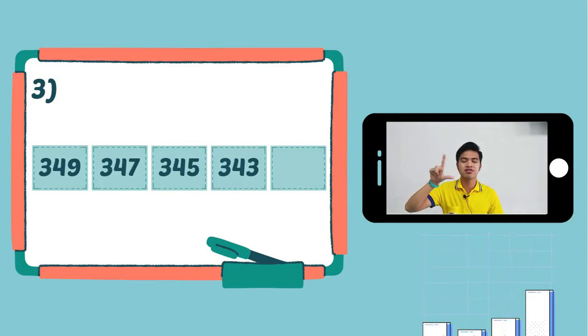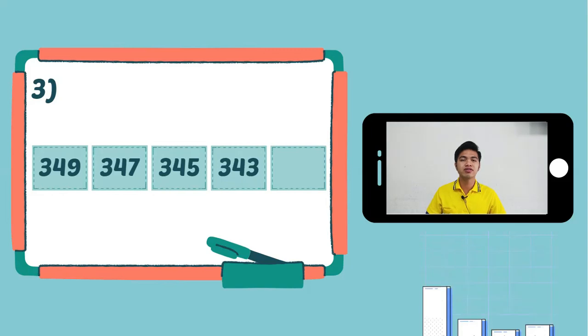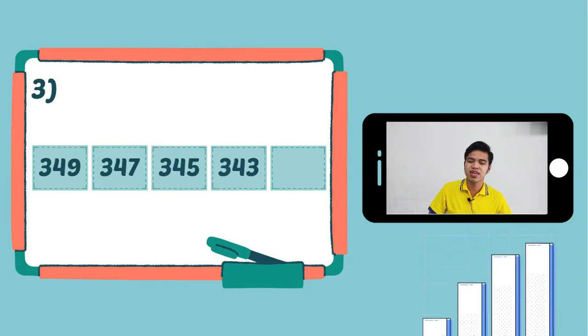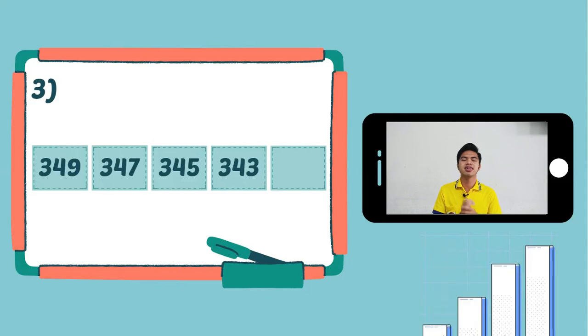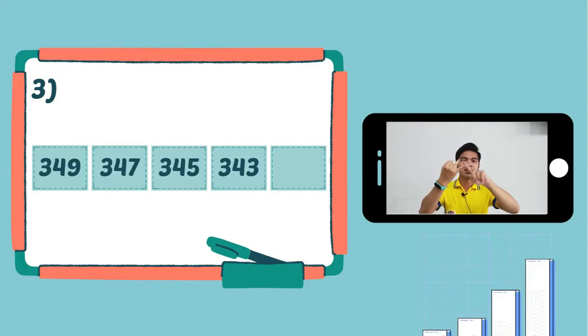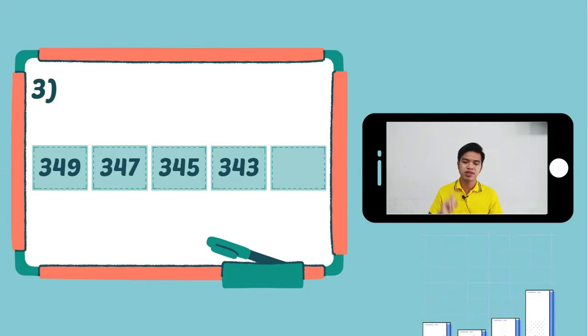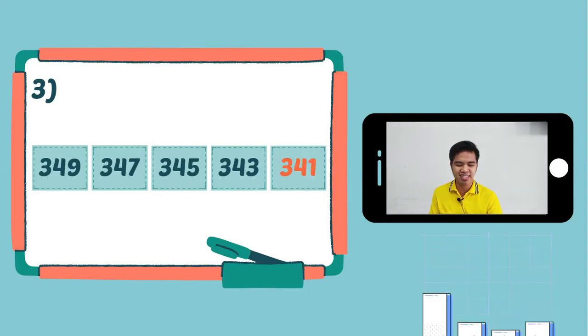The difference is 2. Therefore, we're going to subtract 2 from 343. Okay, and then it will be, let's count, 343, 342, 341. So it will be 341. Therefore, the answer for number 3 will be 341. Okay, very good, kids.